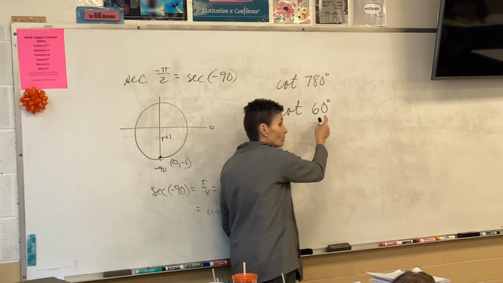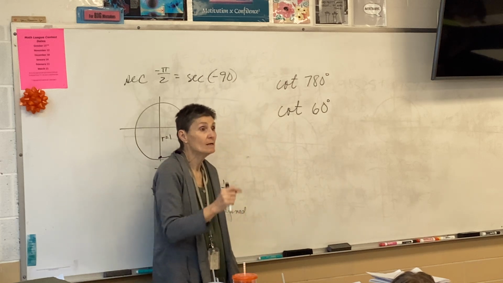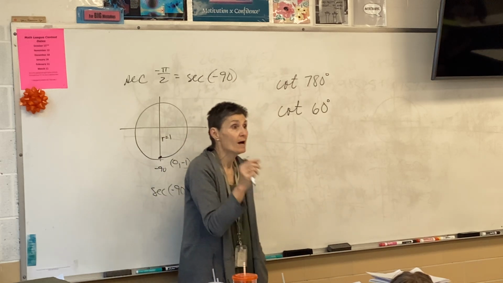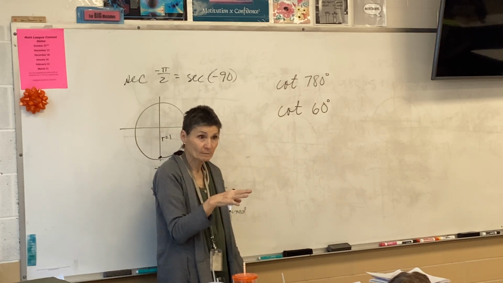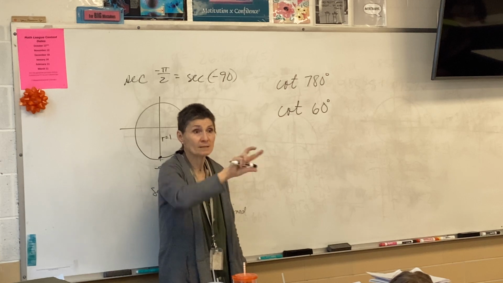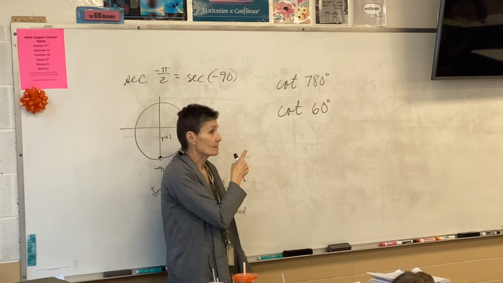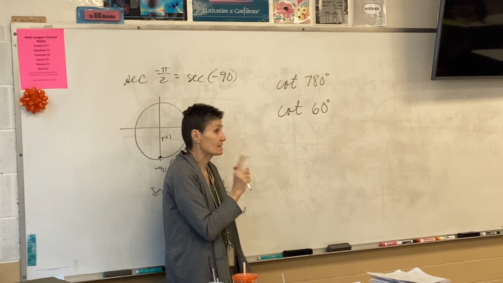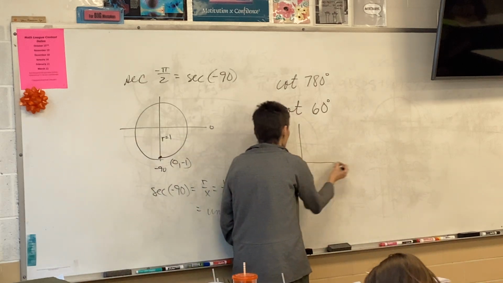This is a coterminal angle. Remember from yesterday? We subtracted revolutions. I need to get this angle manageable. I don't need all those extra spins. Throw them out. 780 minus 720 is 60. So then I can draw 60.